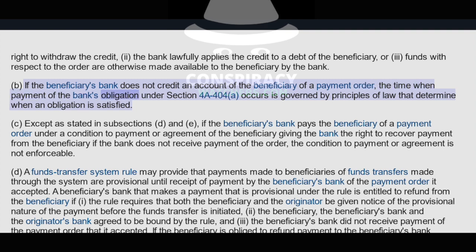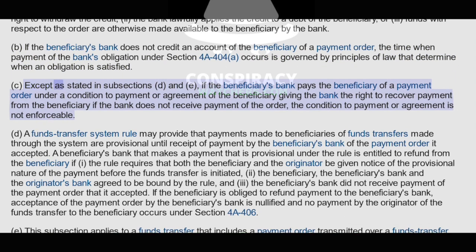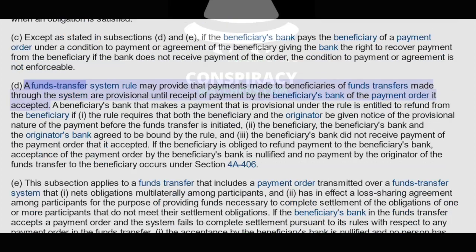The time when payment of the bank's obligation under Section 4A404 occurs is governed by principles of law that determine when an obligation is satisfied, except as stated in subsections and, if the beneficiary's bank pays the beneficiary of a payment order under a condition to payment or agreement of the beneficiary giving the bank the right to recover payment from the beneficiary if the bank does not receive payment of the order, the condition to payment or agreement is not enforceable. A funds transfer system rule may provide that payments made to beneficiaries of funds transfers made through the system are provisional until receipt of payment by the beneficiary's bank of the payment order it accepted.